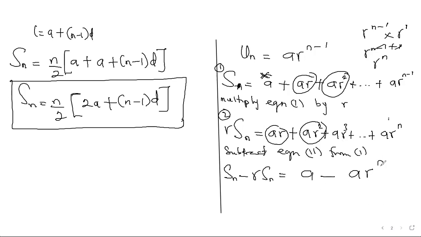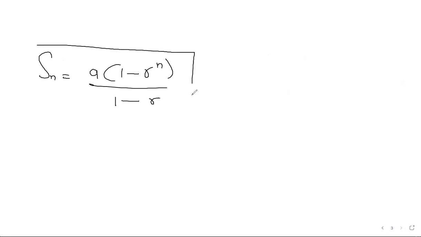Okay, so from here, if you factorize Sn, you will have Sn into 1 minus r equals, I can factorize a, 1 minus r raised to the power n. So we divide both sides by 1 minus r, then you have Sn equals a into 1 minus r raised to the power n divided by 1 minus r. So this is the formula for finding the sum of n terms of a sequence or a series.